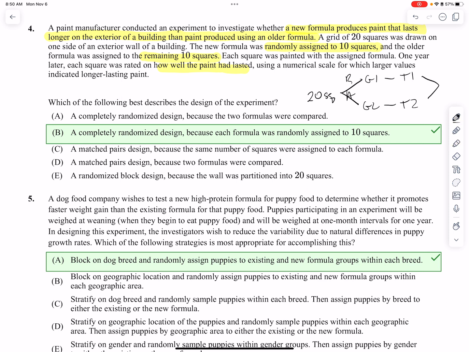This is the reason it's not matched pairs, because matched pairs would be like if I had a square, that's a rectangle, but one square, there we go. And I would say, okay, let's cut that in half and do one side here and the other side here, treatment 2. But it is not a matched pairs design, because I am not blocking them in size of 2. I'm not blocking them, in fact, at all. So this would not be blocked at all, because I'm just randomly assigning them, group 1, group 2, where I have 10 here and 10 here.